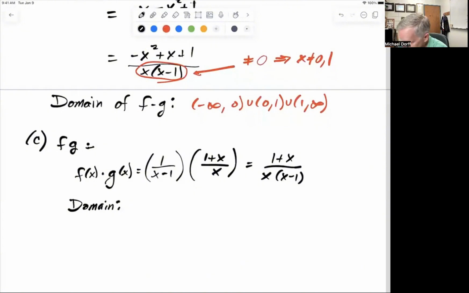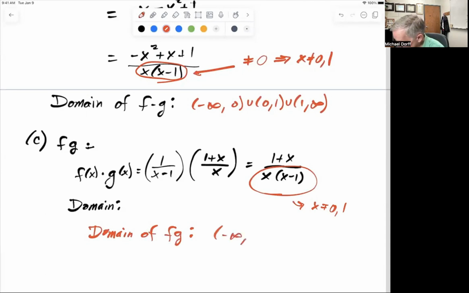Well, again, what do we have here? We have a rational expression. I can't have 0 in the denominator, so x can't equal 0 or 1. And so our domain of f times g is going to be negative infinity to 0, union 0 to 1, and union 1 to infinity.